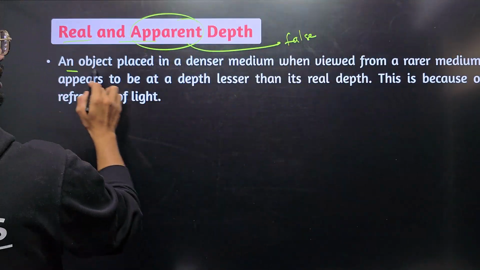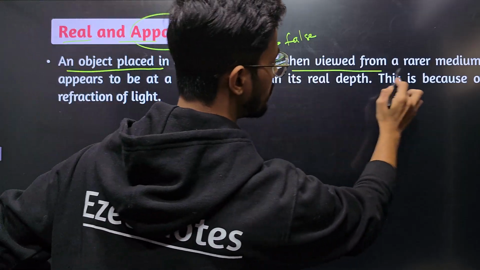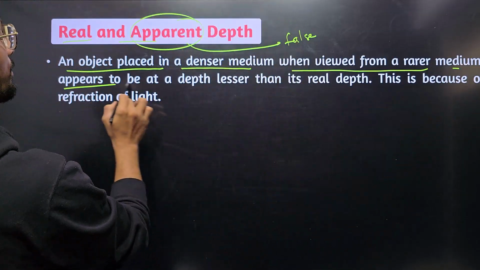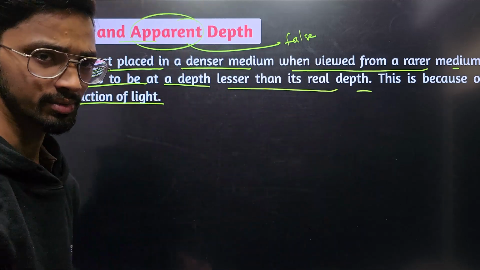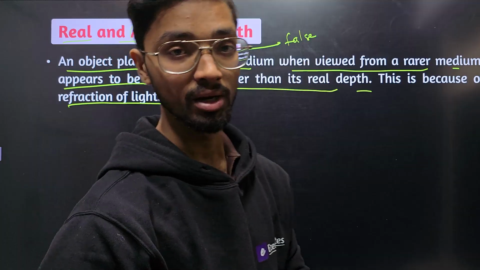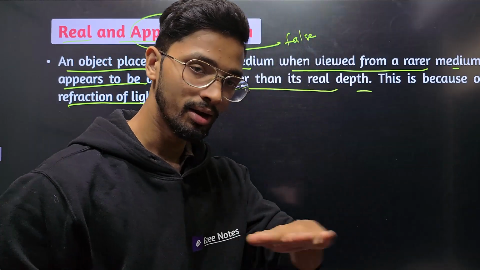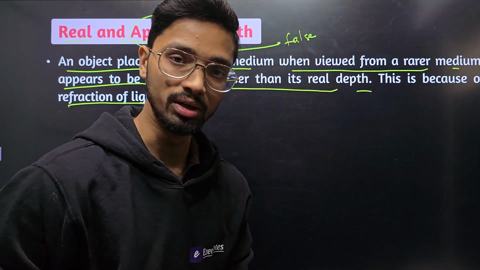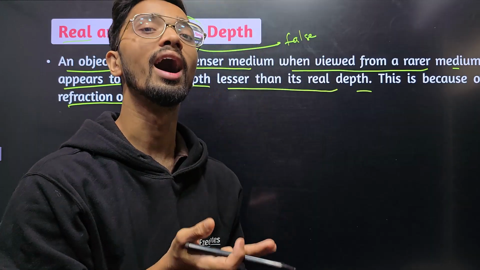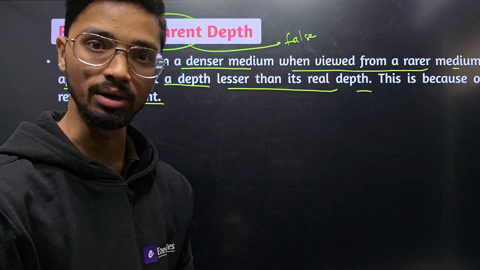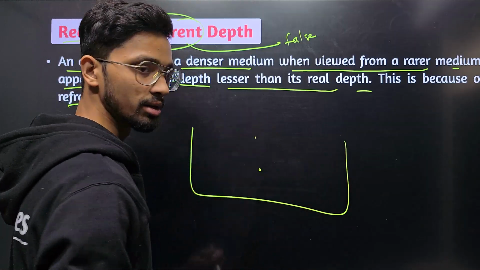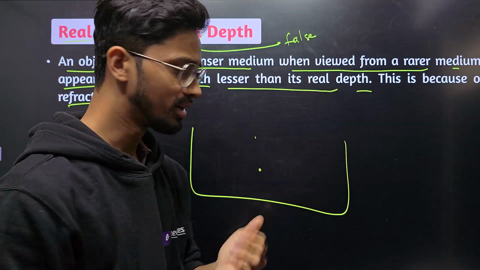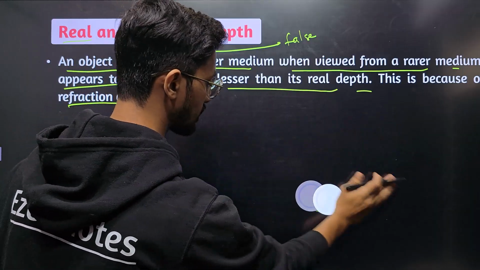So what happens is, an object placed in a denser medium when viewed from the rarer medium appears to be at a depth lesser than its real depth. This is because of refraction of light. For example, if you see a fish from above the water, the fish seems to be a bit higher compared to the actual depth. Actually, the fish might be here, but it seems to be here, somewhere upward, somewhere higher. That is nothing but apparent depth.